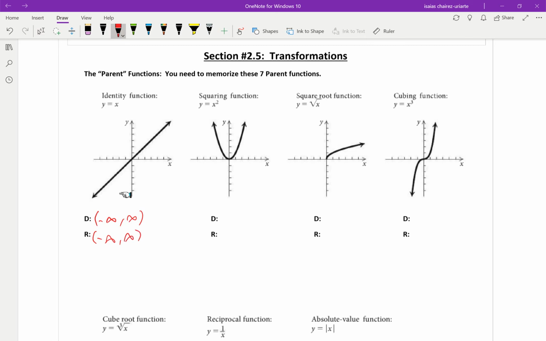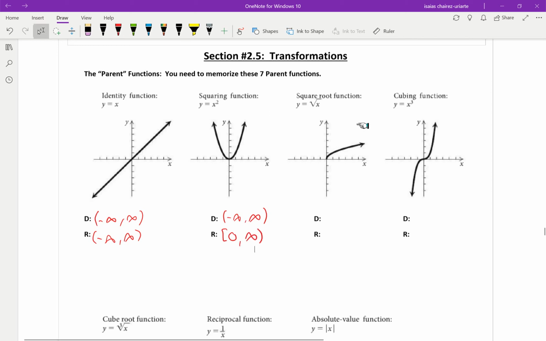Over here in the case of y equals x squared, the domain. So how far to the left, how far to the right does it go? Well, it goes from negative infinity to positive infinity. Now the range, how far down, how far up? So from how far down to how far up does it go? This guy goes from 0 to positive infinity.